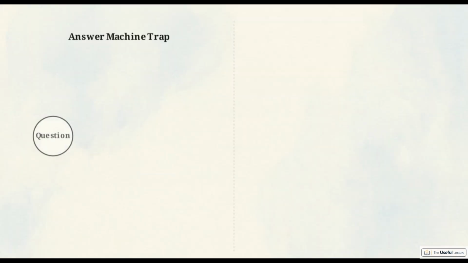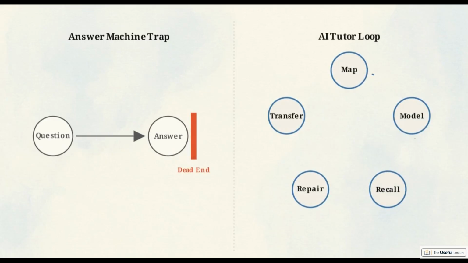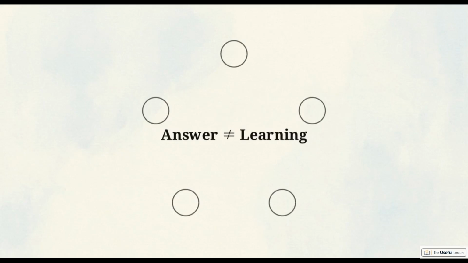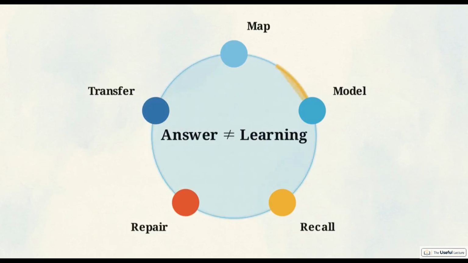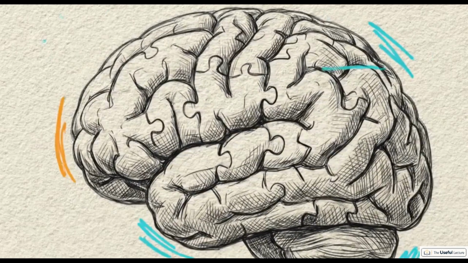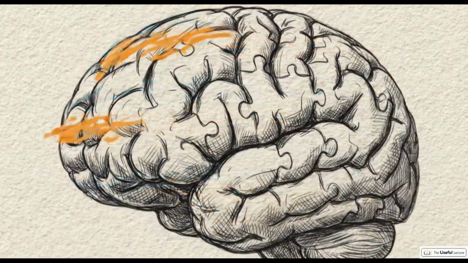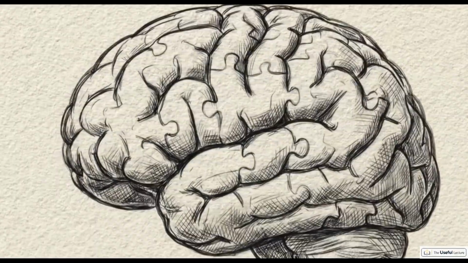To bridge the gap between reading and remembering, we have to simulate the behavior of active tutoring. A tutor doesn't just provide the answer, they force the student to organize, retrieve, and apply the logic. We can operationalize this through the AI Tutor Loop. This framework breaks the learning process into 5 specific prompts: map, model, recall, repair, and transfer. Each stage is designed to trigger a specific cognitive requirement, turning the AI from a source of information into a tool for training your brain.